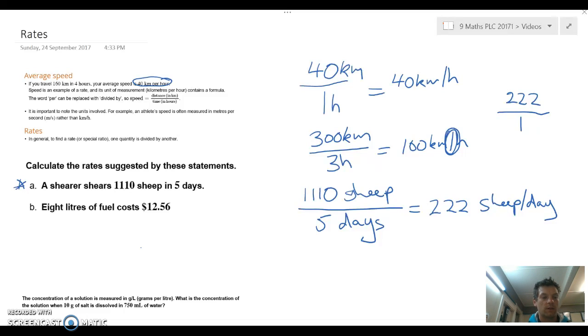So let's go with another example here. We've got 8 litres of fuel and it costs $12.56. So we'd want to probably express this in how much it costs. So we've got to think about it. We're not just going to put our 8 on top this time. It's not going to be 8 litres per dollar. We would actually want to give it as dollars per litre, which means our dollar figure is going to go on top. So $12.56, that's dollars per litre, so that's 8 litres.